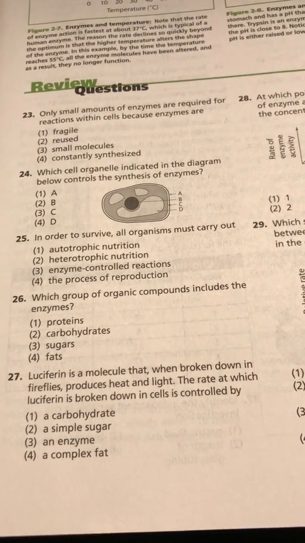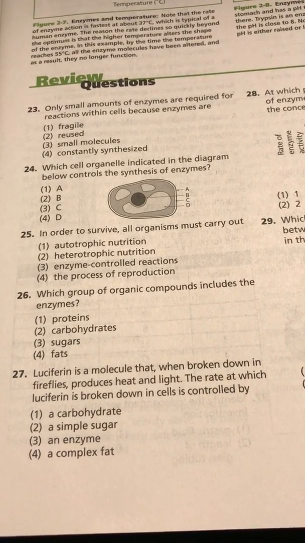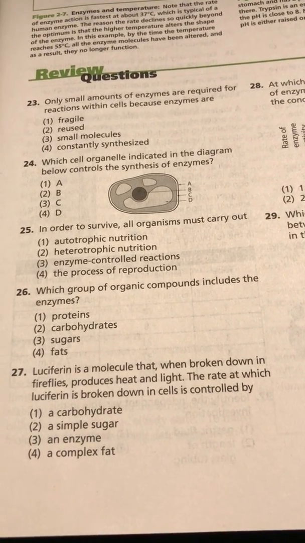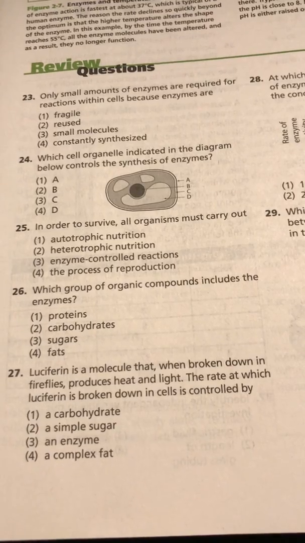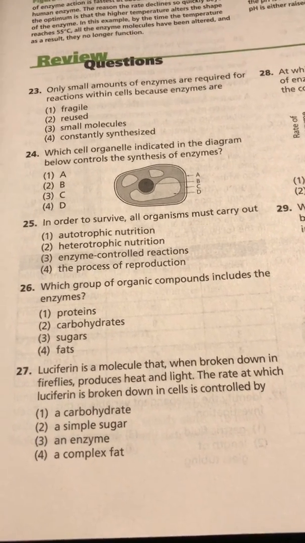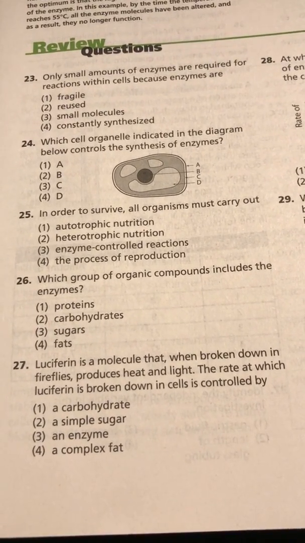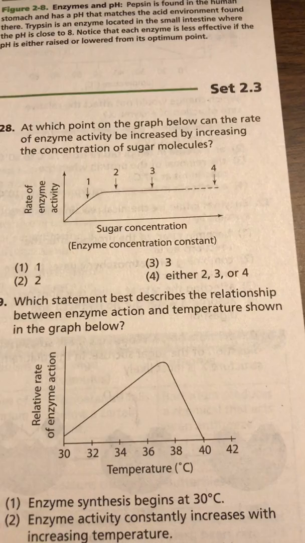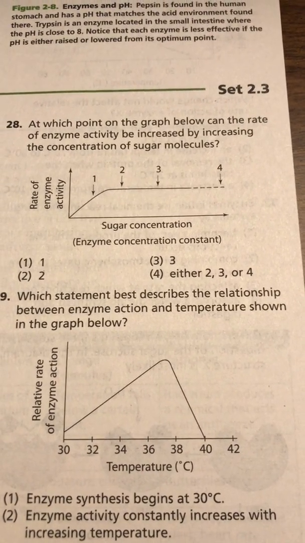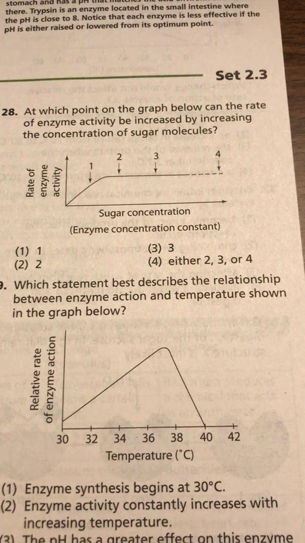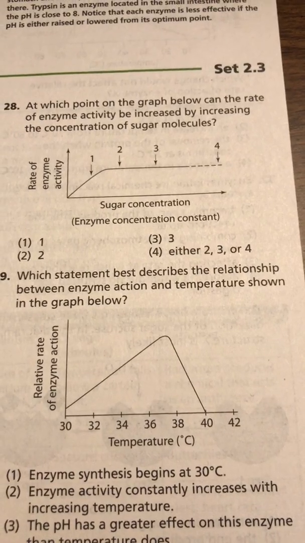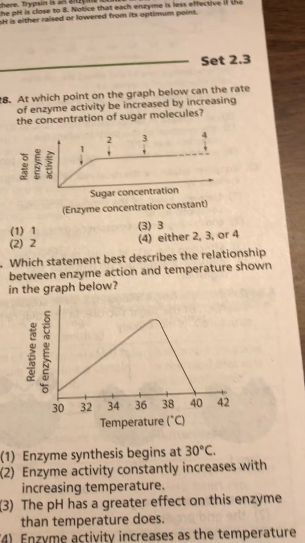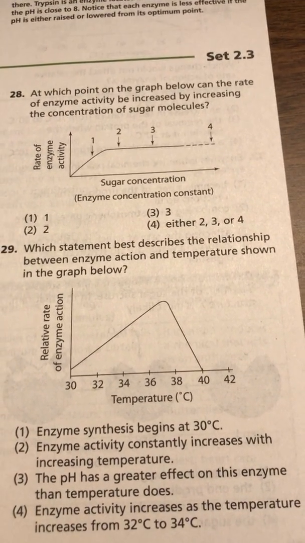27. Luciferin is a molecule that, when broken down in fireflies, produces heat and light. The rate at which luciferin is broken down in cells is controlled by a carbohydrate, a simple sugar, an enzyme, or a complex fat. Number 28. At which point on the graph below can the rate of an enzyme activity be increased by increasing the concentration of sugar molecules? 1, 2, 3, or 4.